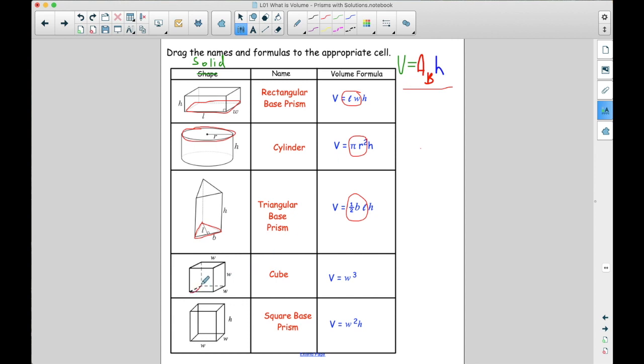Coming over to the last one, the cube, there's the base. The base in this particular case is a square. To find the area of that square, it should be W times W. So we'll break this one up a bit into W squared.